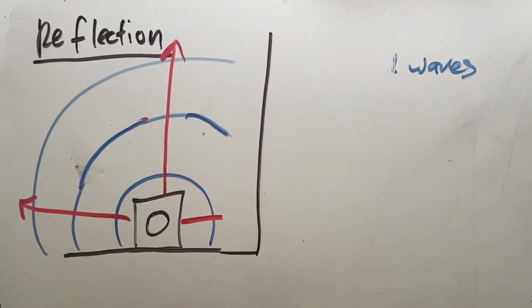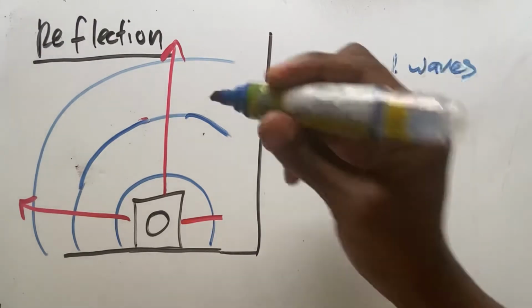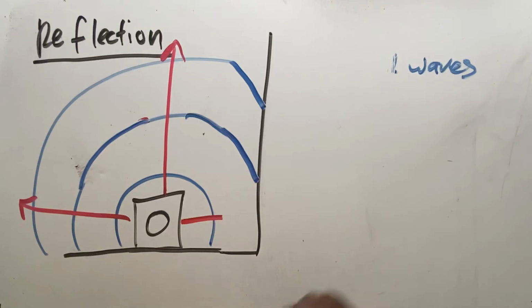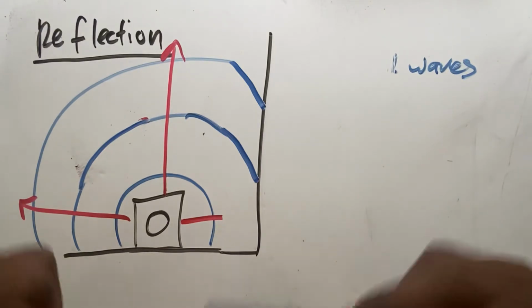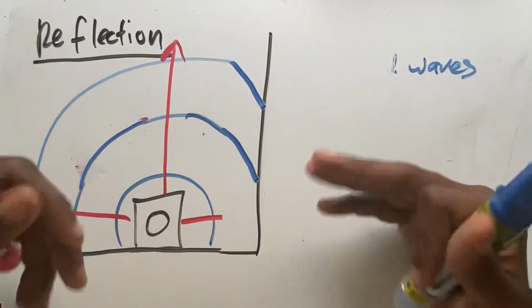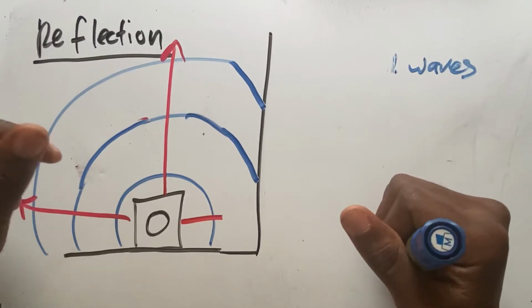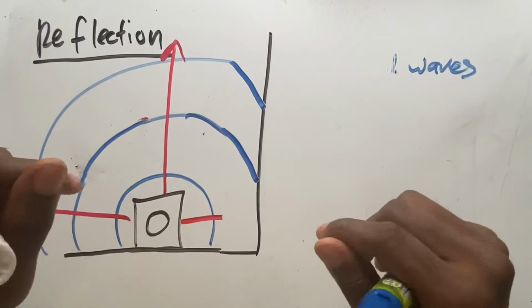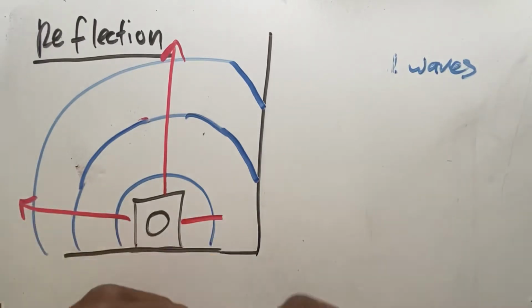Boom. Speaker here, now you have a wall right there. So the sound's gonna just hit that wall, right? Boom, boom. Now, if you've ever experienced an echo, then you know that sound can basically bounce off of objects and return back to you. That's basically what an echo is.